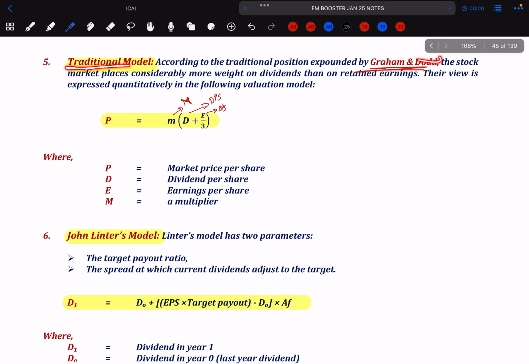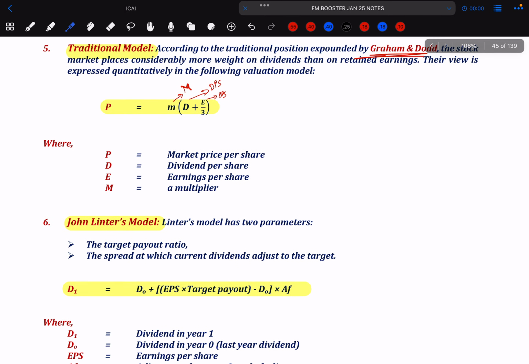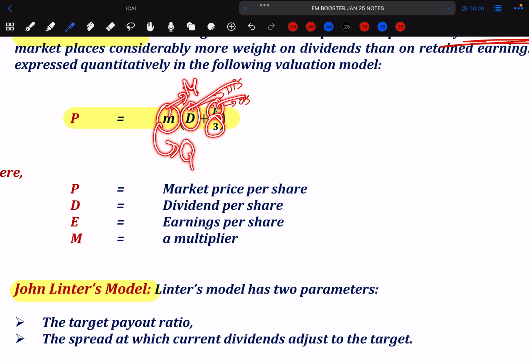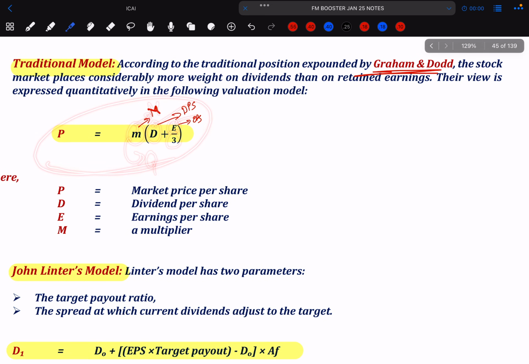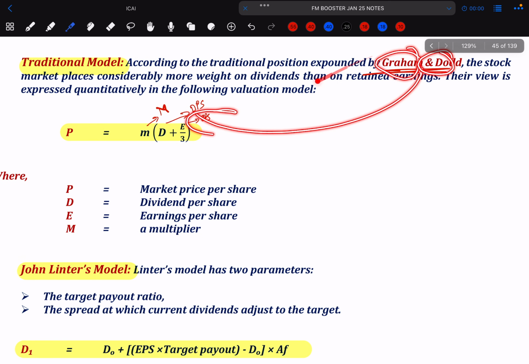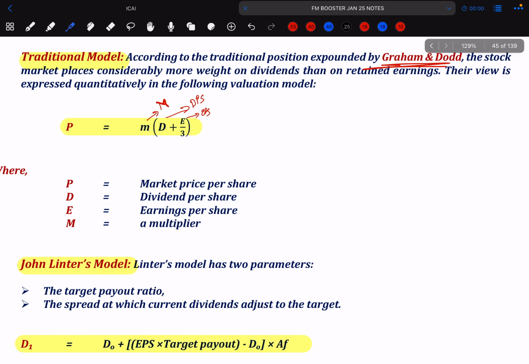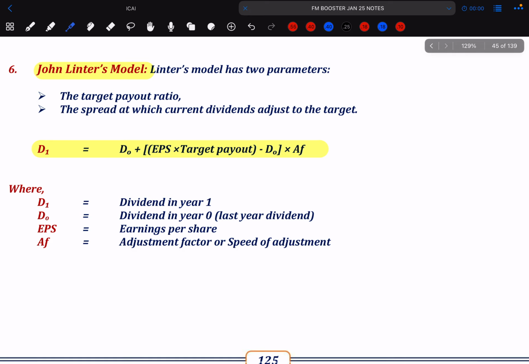And there's this traditional approach, also called the Graham and Dodd approach. Here it's a simple thing: price today, like market price per share, is the multiplier, or M, which is already given in the question. D is dividend per share, E is earning per share, and 3. This is a formula you have to study and understand. Graham and Dodd: there are 2 people, so you have to divide by 3. There is nothing to remember except that in the Graham and Dodd approach we take the multiplier. In the question they will give the multiplier for sure. So if there is a multiplier, use this formula, simple.